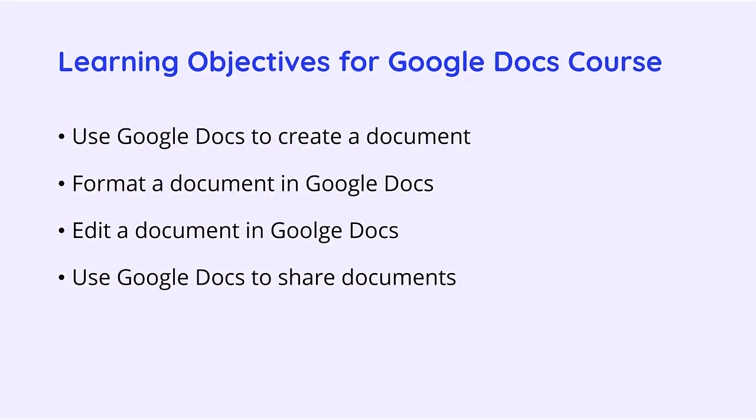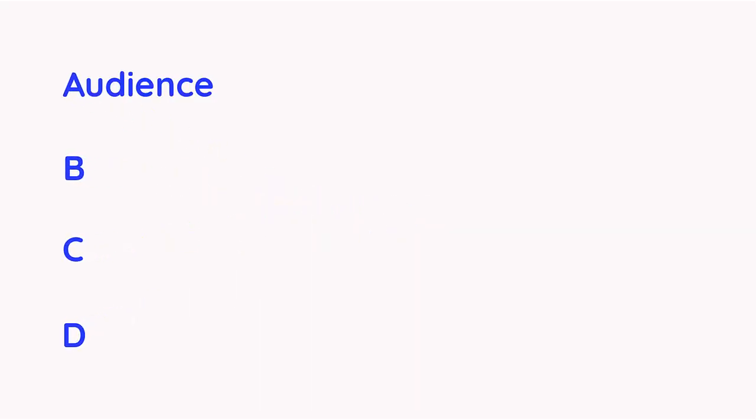How can we improve these course outcomes for the Google Docs course? Let's begin by using the ABCD framework to rework these learning objectives. ABCD stands for audience, behavior, condition, and degree. Starting with audience. Who are our learners? Well, in this case, our audience consists of new team members joining a company where everyone uses Google Docs to work together on documents.